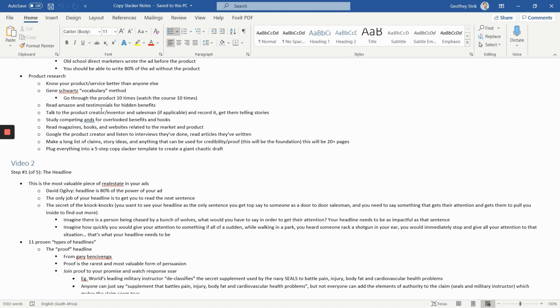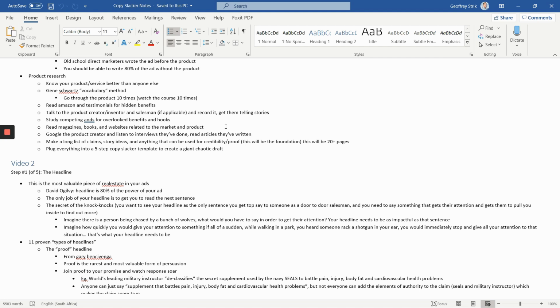Studying competitor ads and finding their benefits and hooks. Read magazines, books, and websites related to the market and the product. Google the product creator and listen to interviews they've done. Read articles they've written. Make a long list of claims, story ideas, and anything that you can use for credibility or proof. This will be the foundation. This will be 20 plus pages.